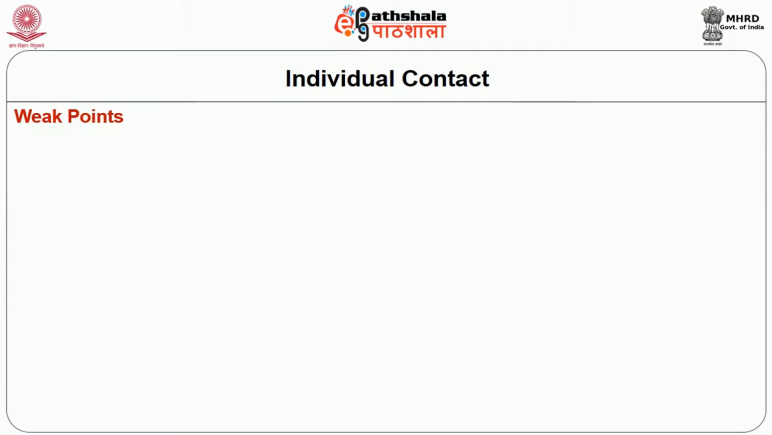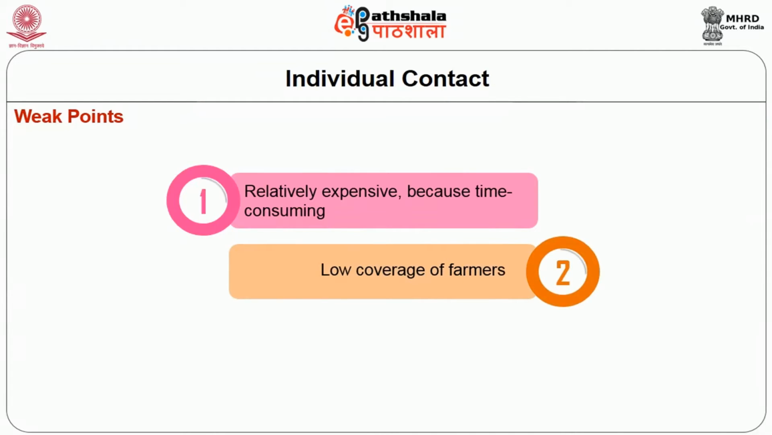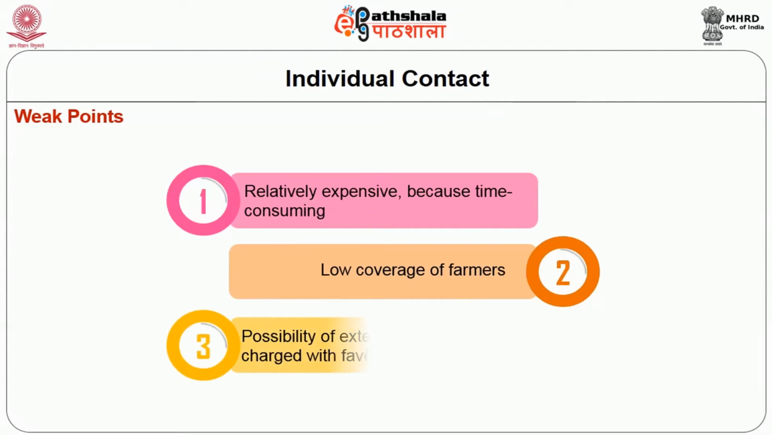It is individuals, not groups, who learn, who make choices and accept responsibilities. Coming to the weak points of individual contact methods, number one is they are relatively expensive because it is time consuming. Number two, low coverage of farmers, only few farmers can be covered under individual contact methods. Number 3, possibility of extension worker being charged with favoritism.